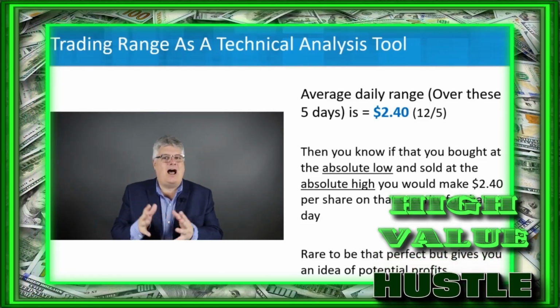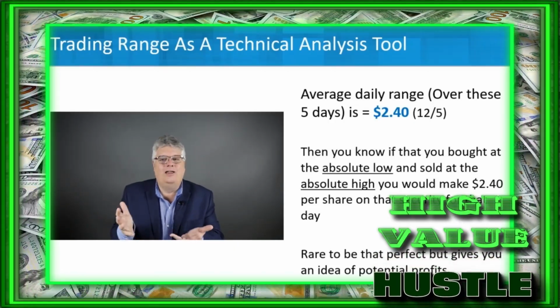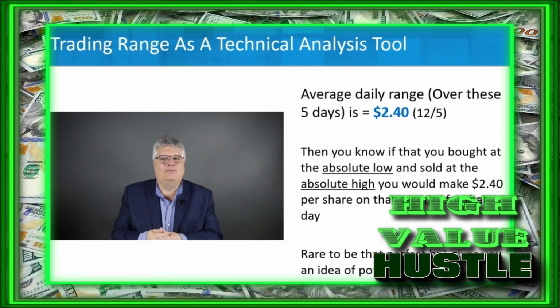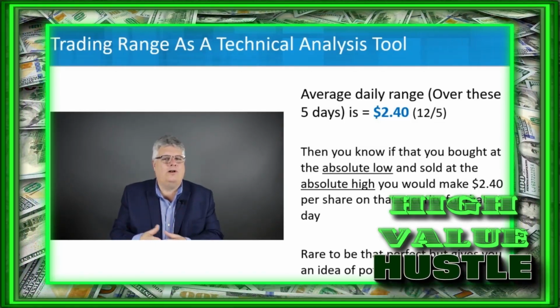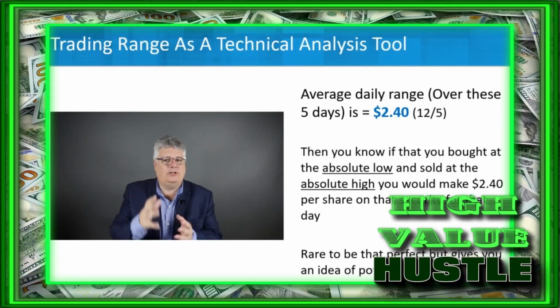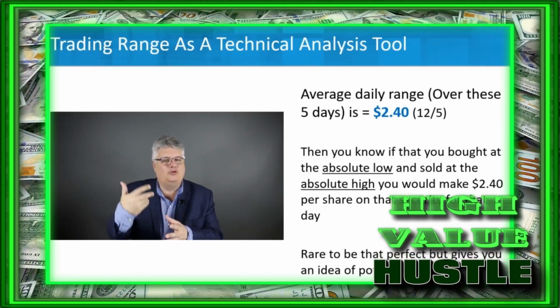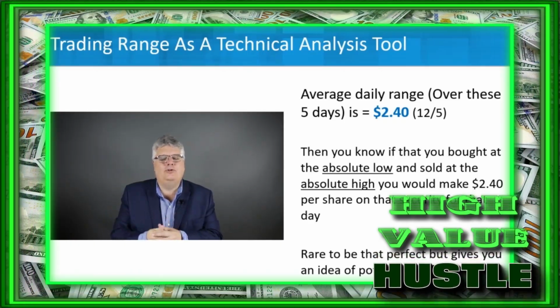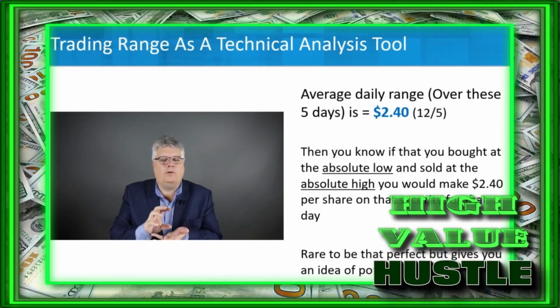Now, is it common to buy at the absolute low and sell at the absolute high? No, not at all. But you might be near each of those extremes, and you can get a feel for what your potential profits are. So something that might have a high range and you're buying maybe near the low, and it has a high absolute trading range, you might have more opportunity for profit than something that's at a lower or narrower range.